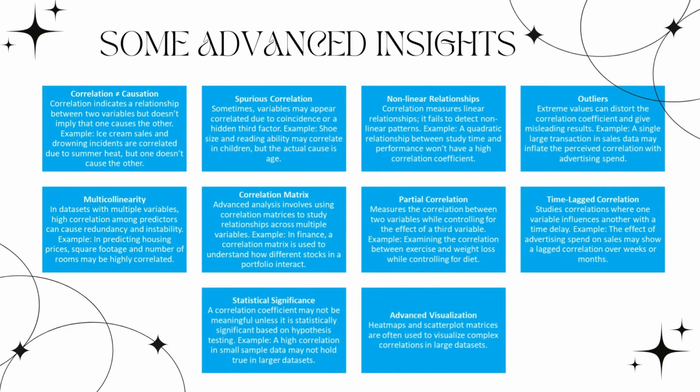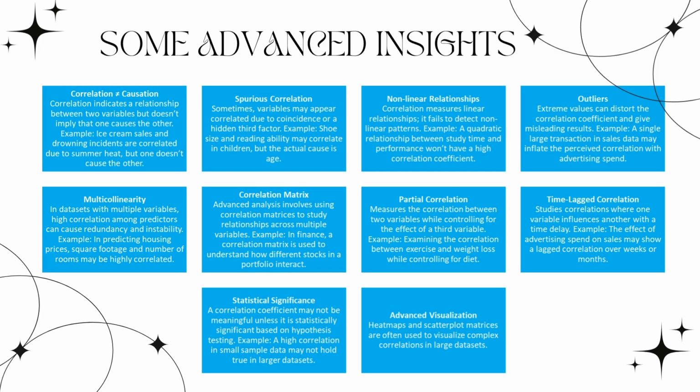Now, let's uncover some critical insights about correlation. First, correlation doesn't imply causation. Correlated variables may not directly affect each other, as seen in the classical example of ice cream sales and drowning incidents. The second is to be mindful of spurious correlations, where hidden factors like age influence variables like shoe size and reading abilities. Third, not all relationships are linear. Non-linear relationships capture complex patterns that linear correlation cannot.